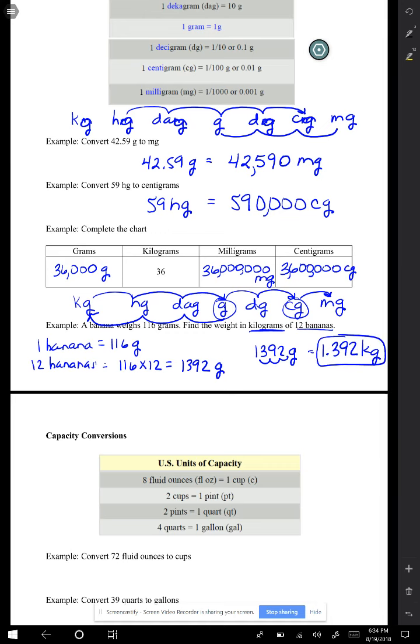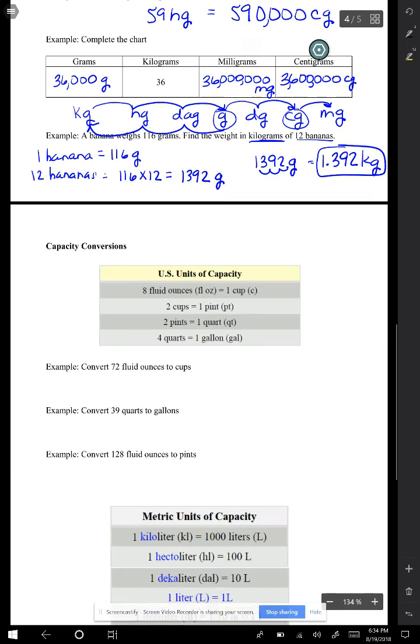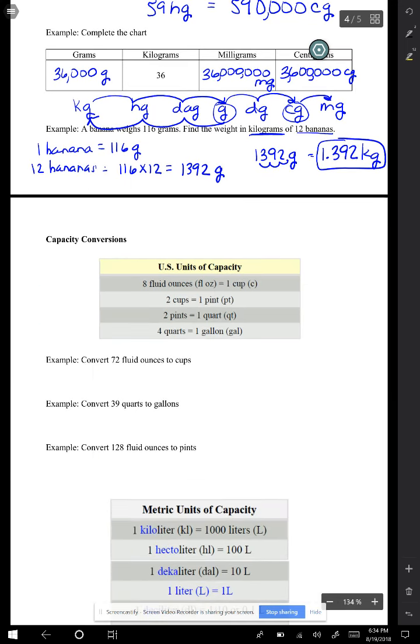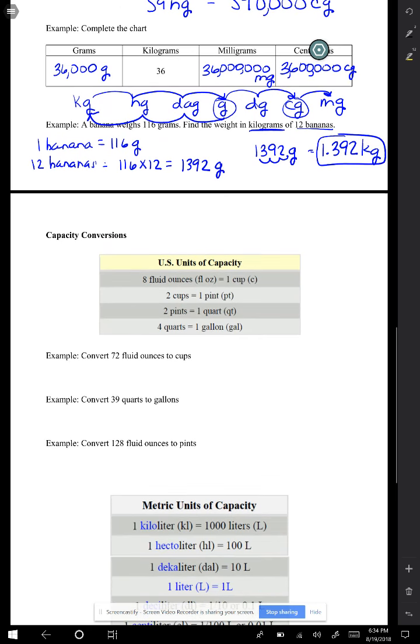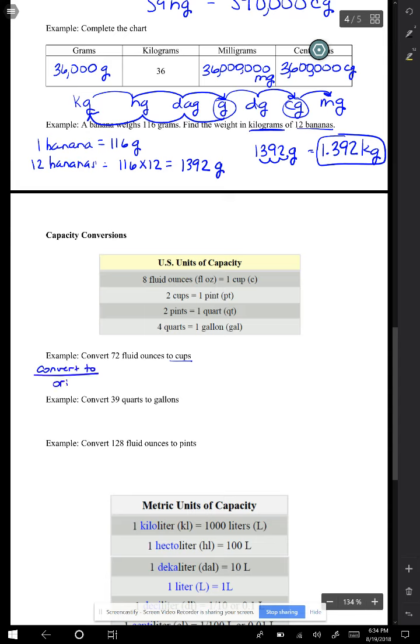The next conversions will be conversions of capacity. And in the US system, capacity is when we're looking at fluid ounces, cups, pints, quarts, and gallons. So we'll go back to the same system we've been using anytime we're using US units, and that's to combine the conversion factor that we'll multiply by. So we want to go from ounces to cups. We're converting to cups from fluid ounces.